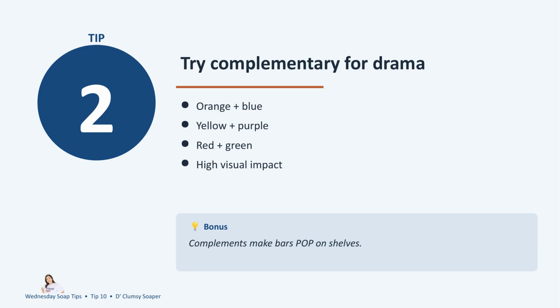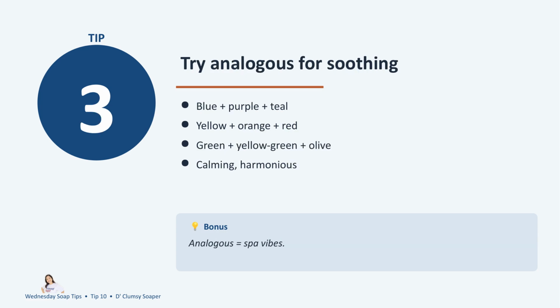Analogous color schemes pull from colors that sit right next to each other on the color wheel. Think of them like neighbors sharing a fence. Because they are so closely related, they naturally blend without visual tension, which is why combinations like blue, purple, and teal, or yellow, orange, and red feel so effortless to the eye. In soap making, analogous palettes are your go-to when designing spa-inspired bars, meditation collections, or anything marketed around calm and relaxation.